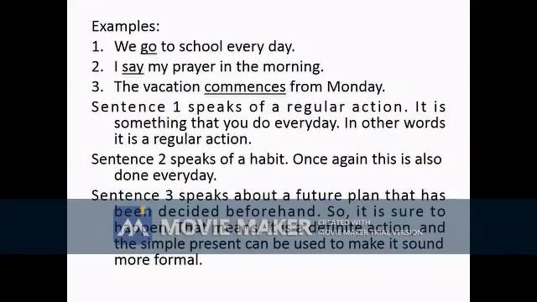Sentence 2 speaks of a habit. Once again, this is also done every day. Sentence 3 speaks about a future plan that has been decided beforehand. So, it is sure to happen. That means it is a definite action, and the simple present can be used to make it sound more formal.